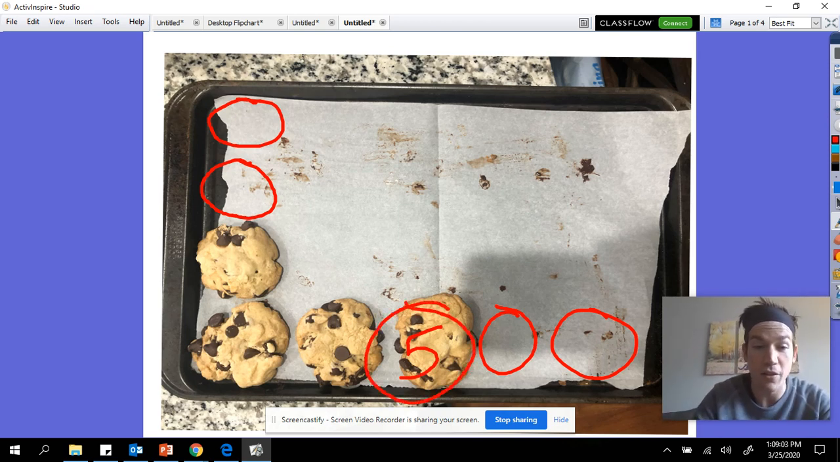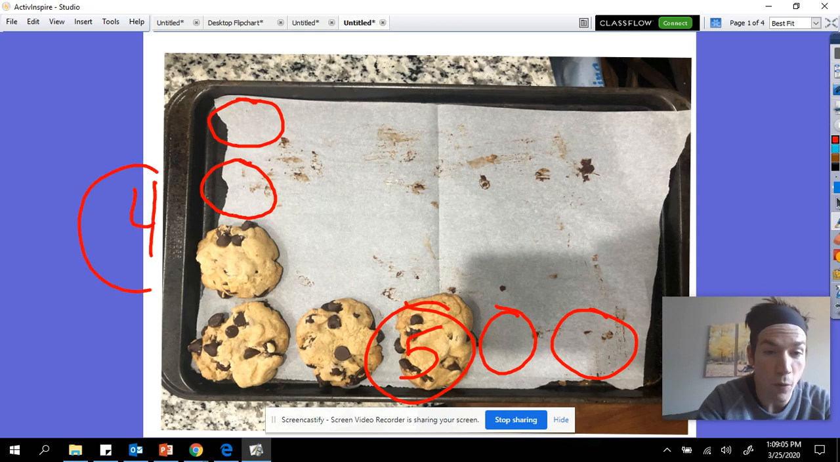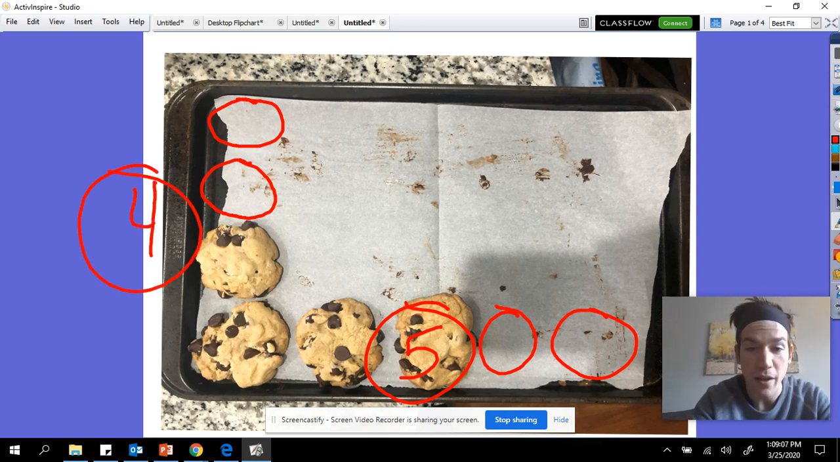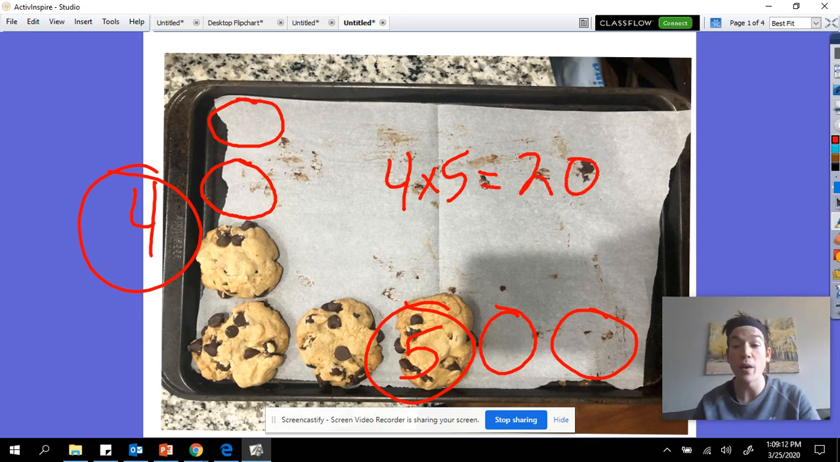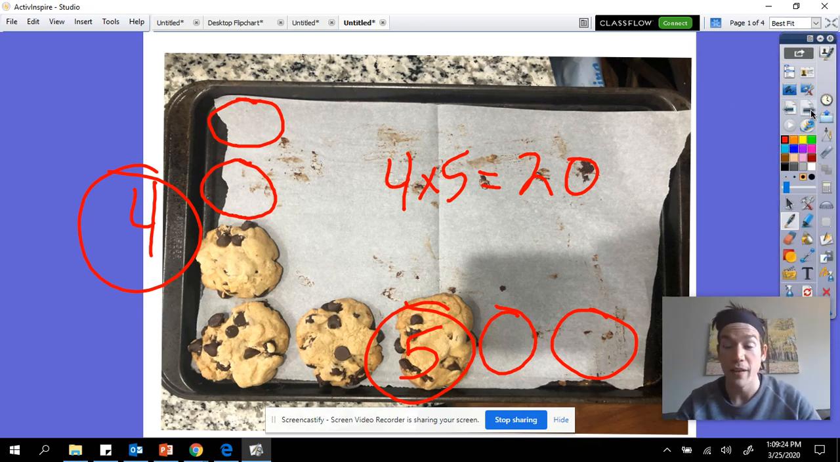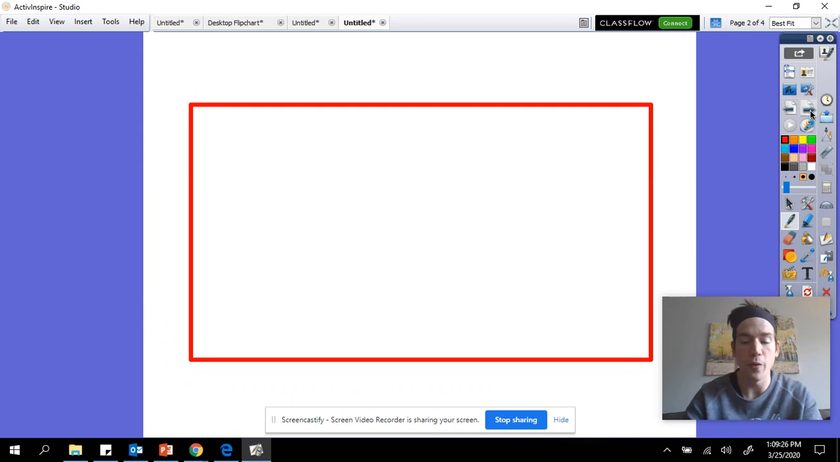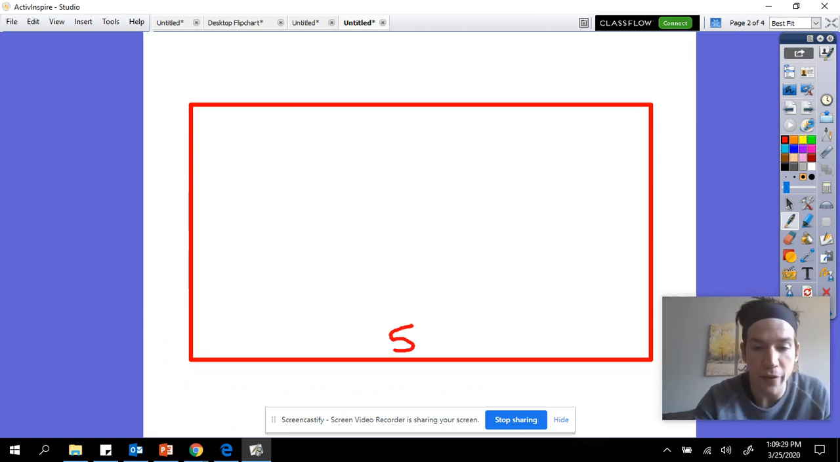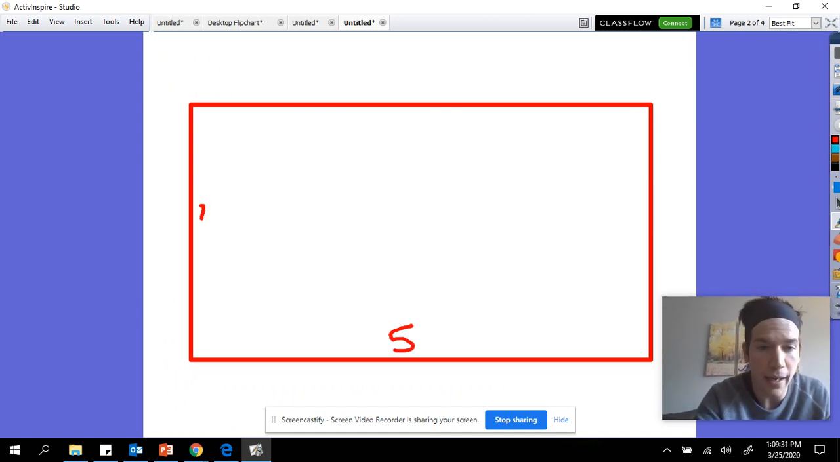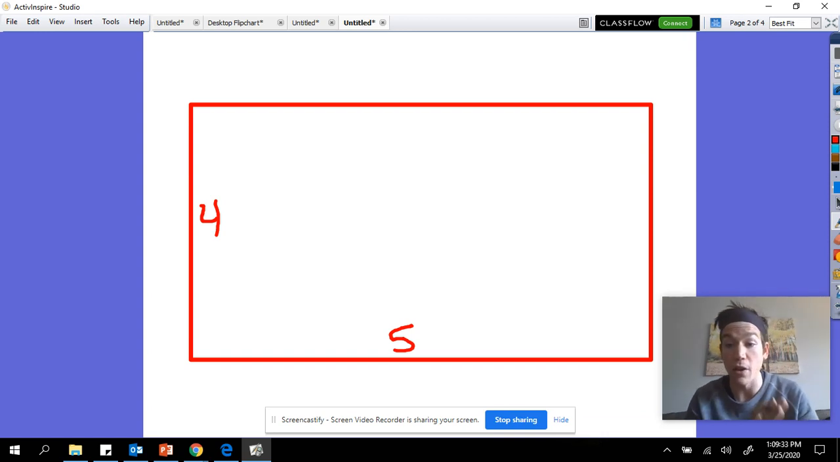five cookies along the length and four cookies along the width. And I know that 4 times 5 would give me 20 total cookies. So I'm thinking if the cookies were the size that are shown on this sheet, there would be 20 total cookies that would fit. Now, if we go along with that, if it's 4 times 5 or 4 by 5, I'm saying that there are 5 cookies here by 4 cookies along the width.